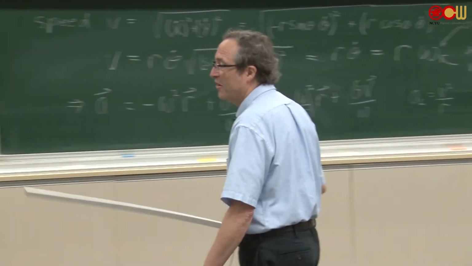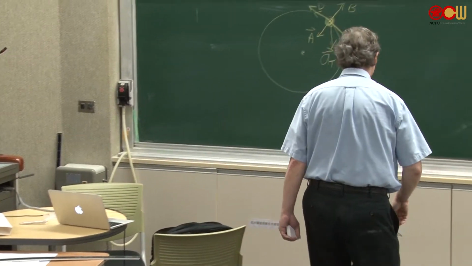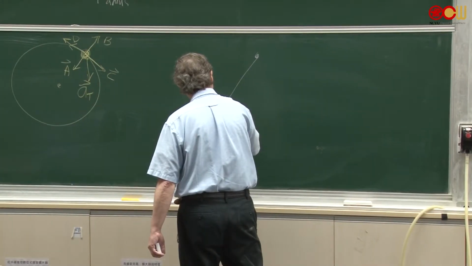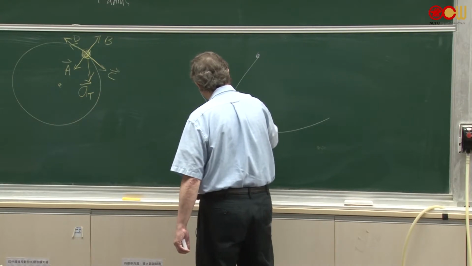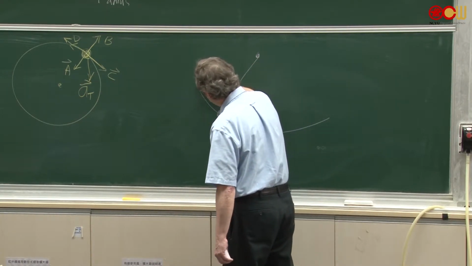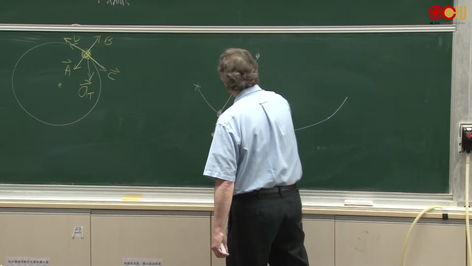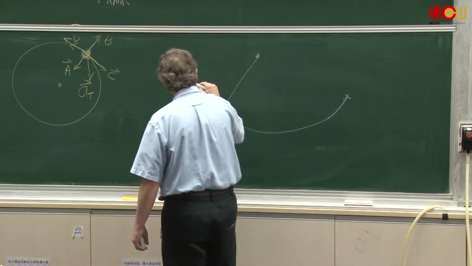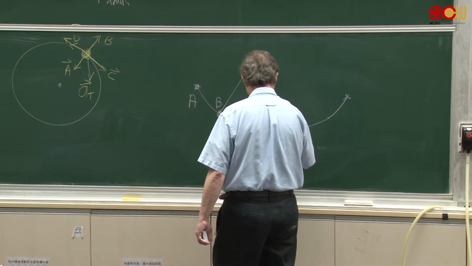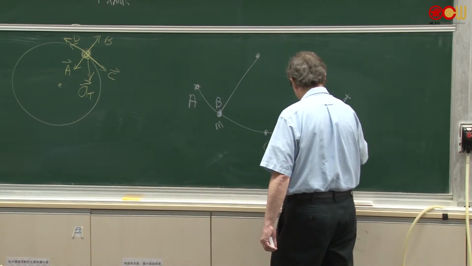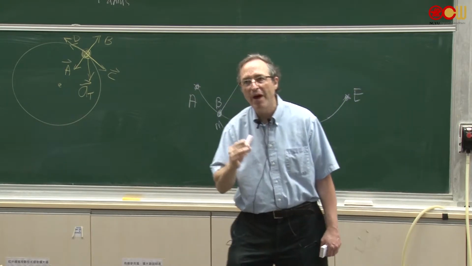All right, now we're going to do another example. See if you learned anything. We're going to do a pendulum. We have a pendulum. So the pendulum has a mass at the end, and it oscillates between this point and this point. So it's going from there to there. And I'm going to consider 5 points, A, B, C, D, and E.